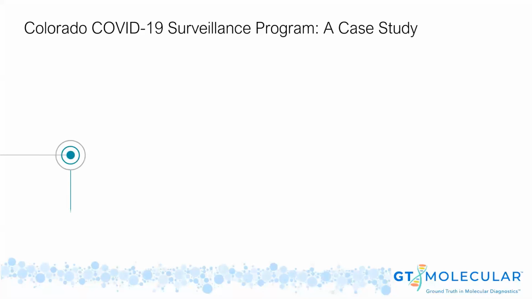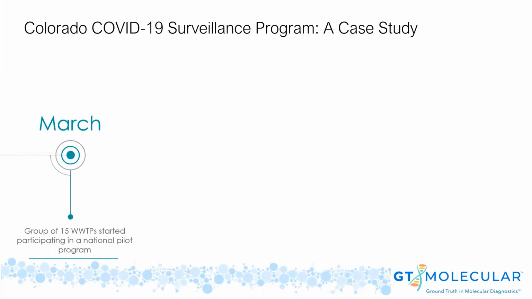Colorado's wastewater testing efforts started in early spring when a group of 15 wastewater treatment plants started participating in a nationwide wastewater surveillance pilot program. They joined a collaborative and included the Colorado Department of Public Health and Environment on their weekly discussions. Some additional wastewater treatment plants attempted to send samples, but the pilot program was at capacity. Later in the spring, this pilot program transitioned to a fee-for-service program.